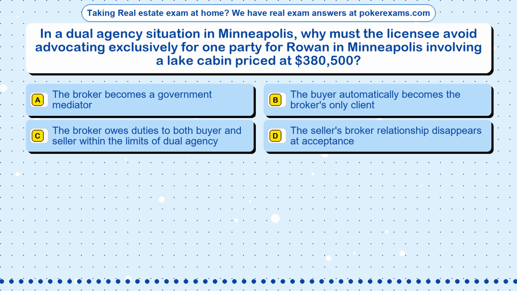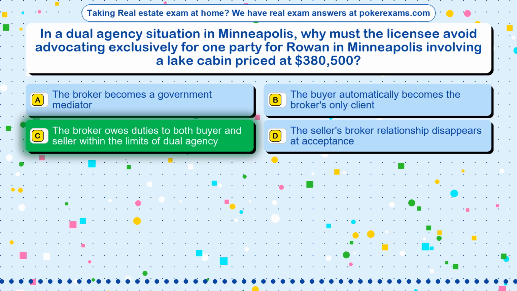Question 39. In a dual agency situation in Minneapolis, why must the licensee avoid advocating exclusively for one party for Rowan in Minneapolis involving a lake cabin priced at $380,500? Option A. The broker becomes a government mediator. Option B. The buyer automatically becomes the broker's only client. Option C. The broker owes duties to both buyer and seller within the limits of dual agency. Option D. The seller's broker relationship disappears at acceptance.